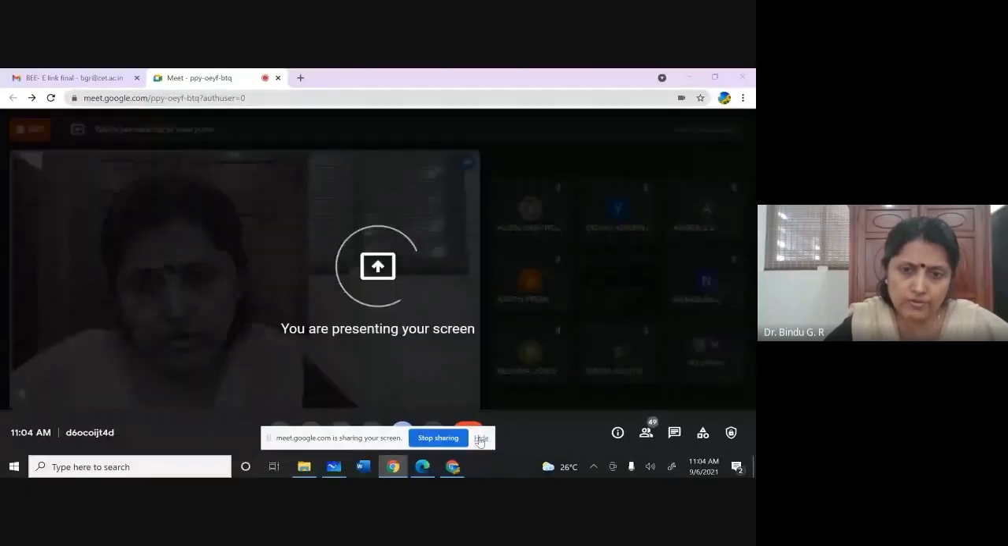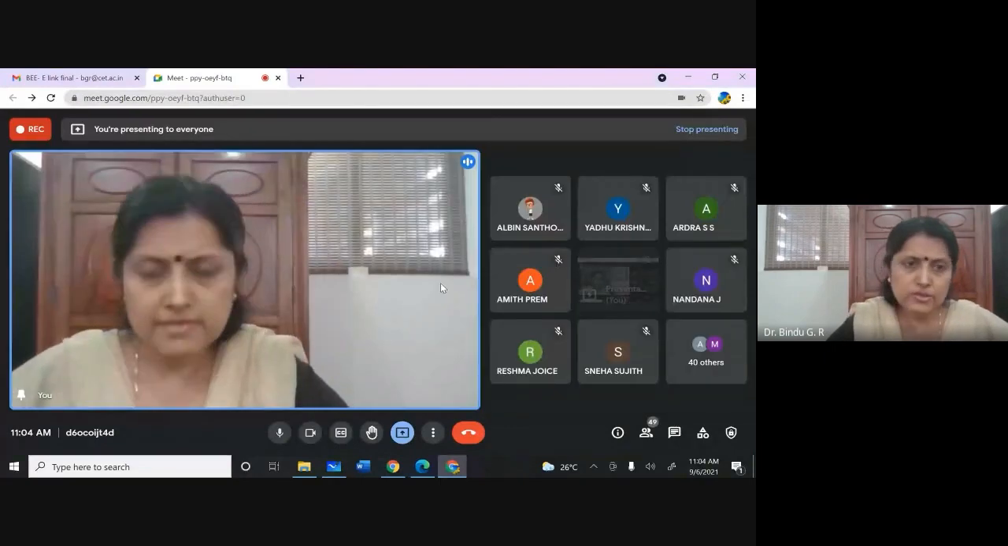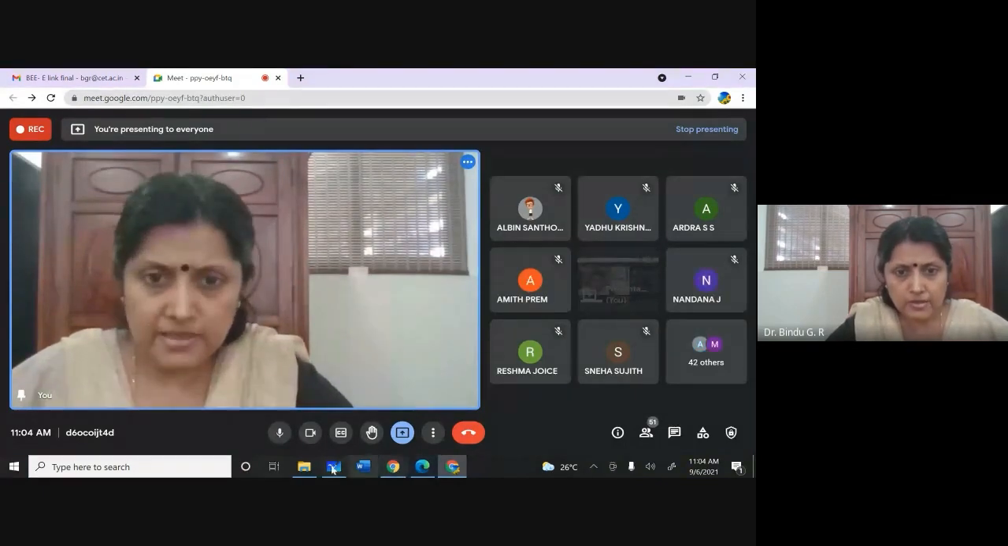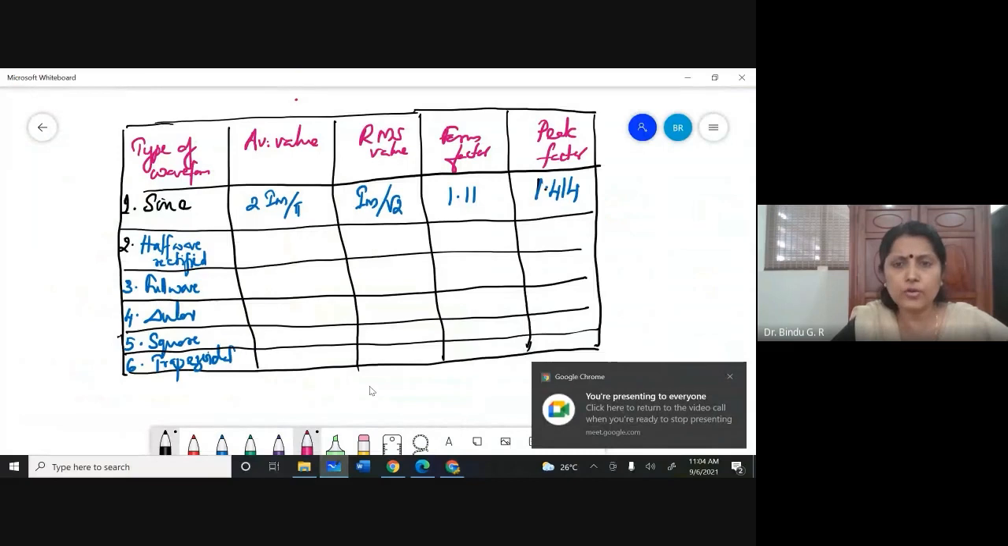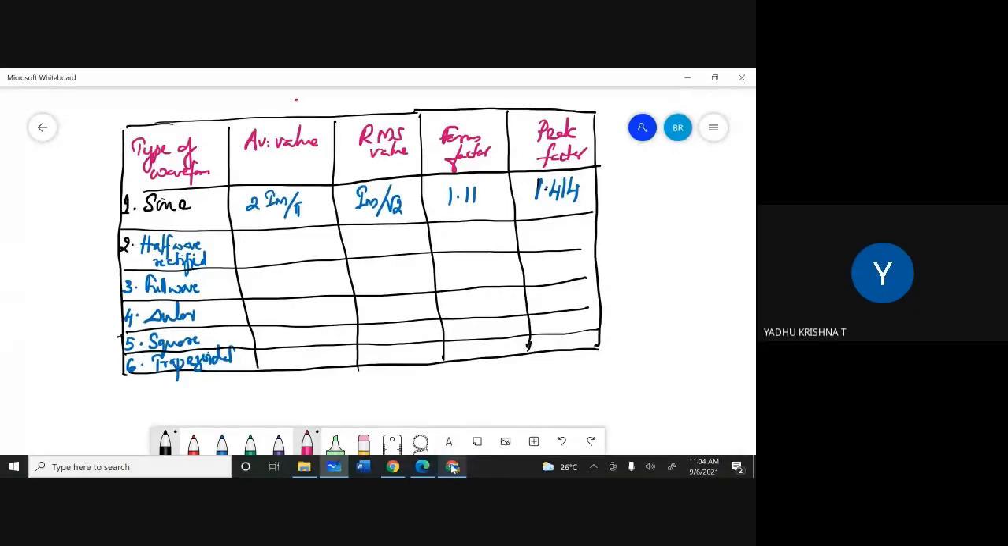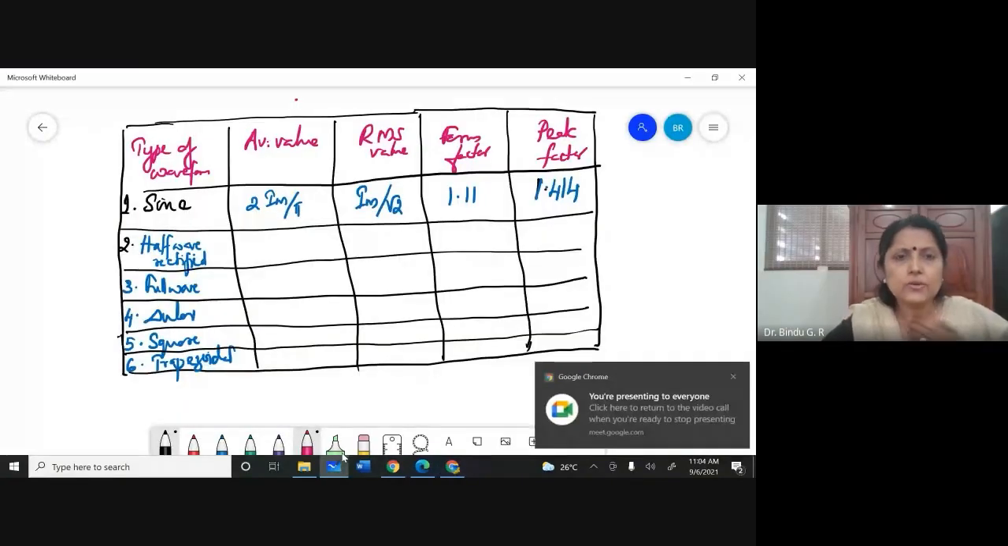Okay, so in the last class, we derived the average value as well as RMS value of a sinusoidal wave, and we also found out the form factor and the peak factor, which is what I have written here. I hope you can see this. Can you see this whiteboard? Yes, ma'am. Okay. So I have written this.